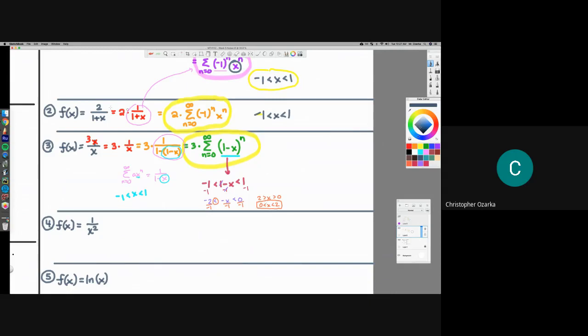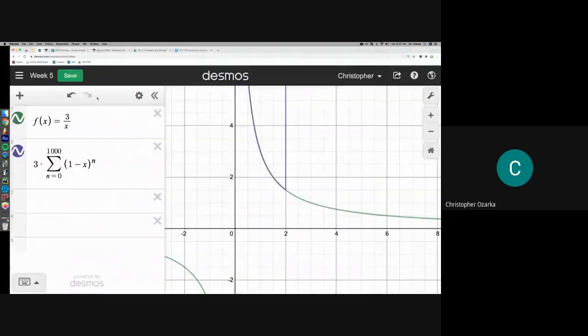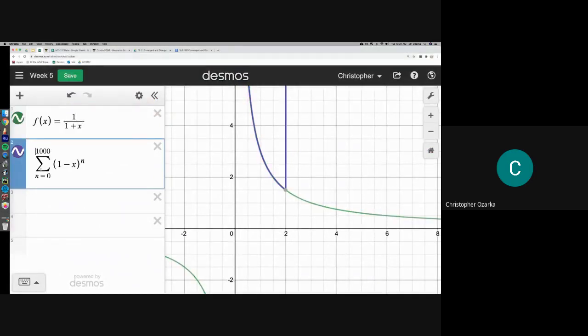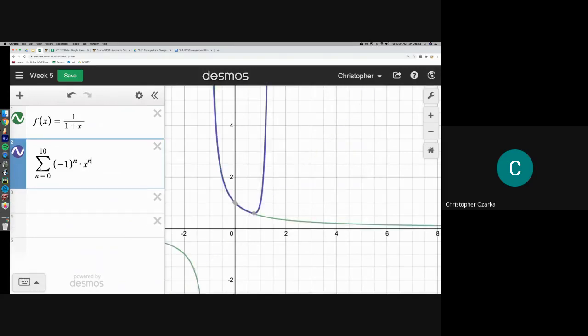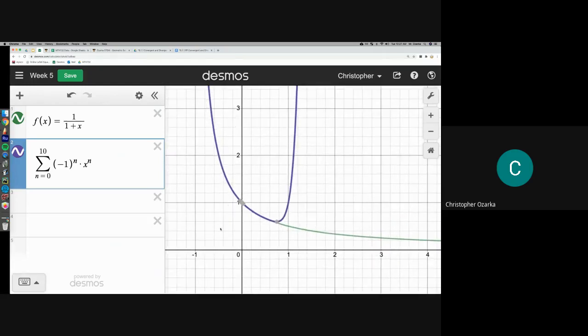Okay, and I can show you this first one, 1 plus. I can show you what it's going to look like. Let's bring it down to 10. This was an alternator times x to the n. If you notice, between -1 and 1, it matches up perfectly. As soon as it gets closer to the 1 or the -1, it diverges, but it converges between those two values. Okay, I'm going to show you how to do this in your calculator so you don't have to do it with Desmos.